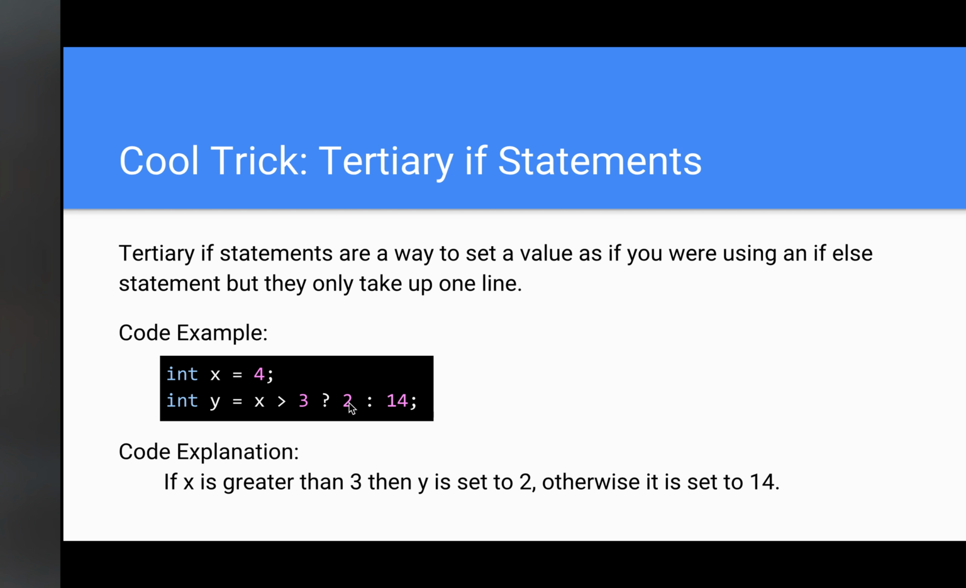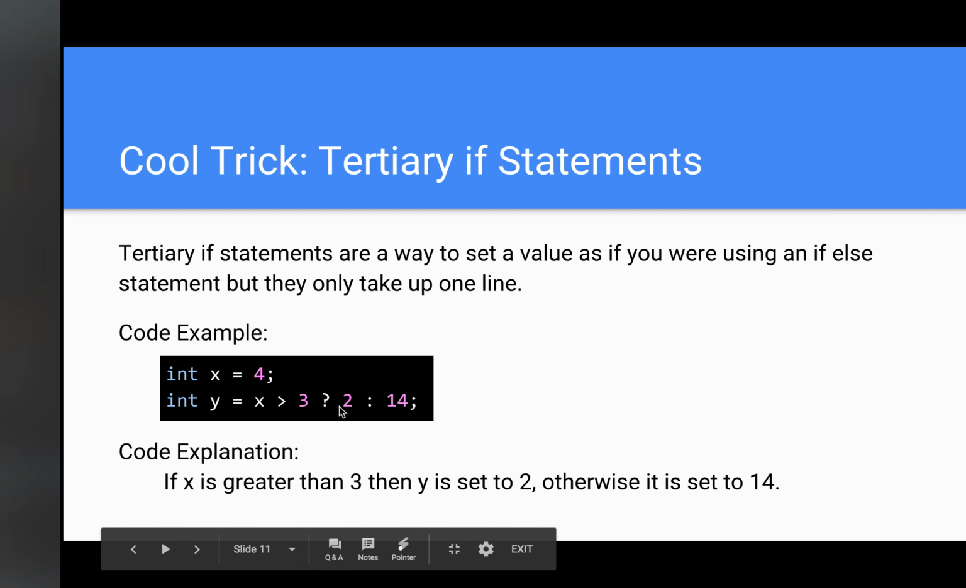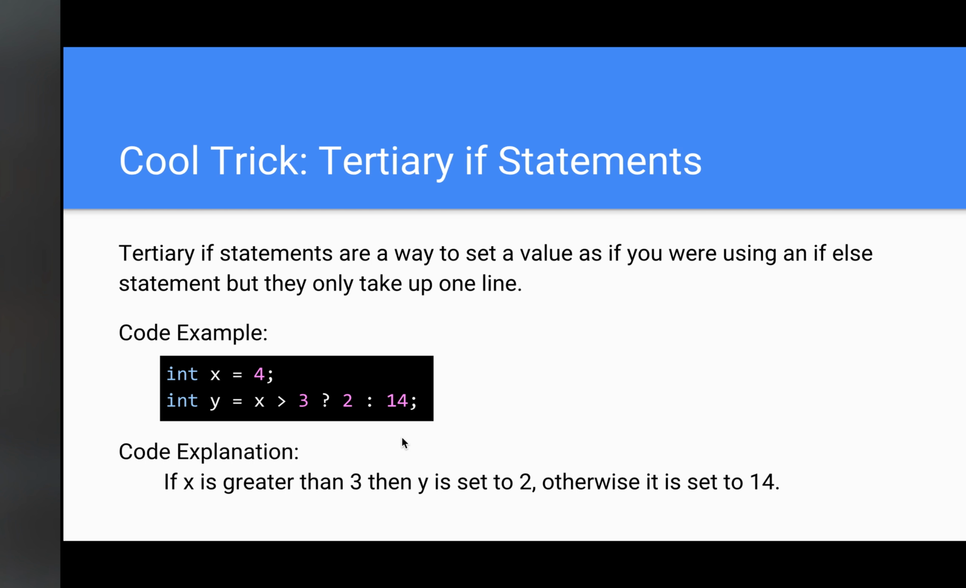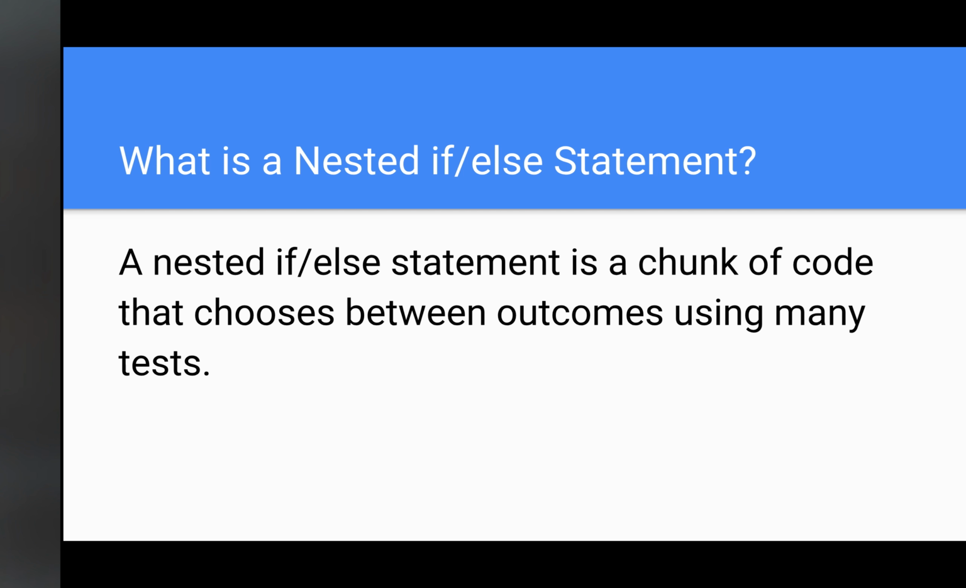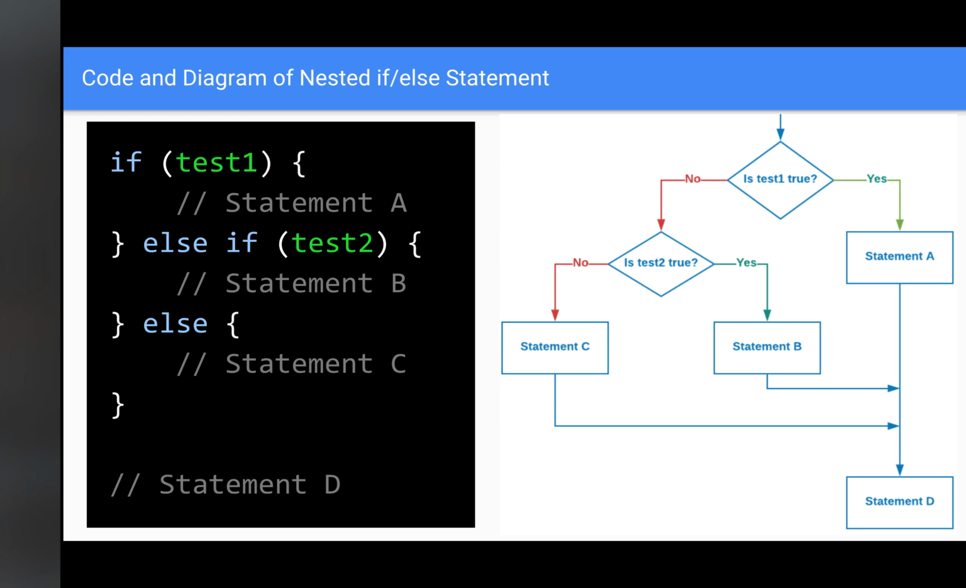So really what this is saying is if x is greater than 3, set y equal to 2. Else, set y equal to 14. And that's it. These can be very helpful in the simple situations where you're just setting one variable based on another variable or a set of circumstances. So there's also nested if-else statements, which is a chunk of code that chooses between outcomes using many different tests. And this is an example of just a two-test version, but you can have as many tests in a row as you want with a nested if-else.